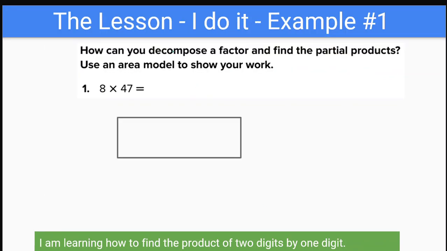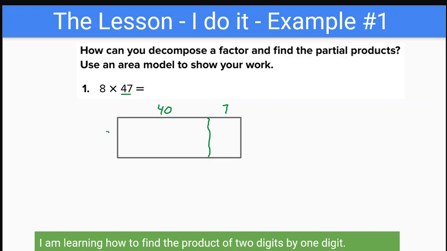It says, how can you decompose a factor and find the partial product? Okay, well, the factor that we're going to decompose, 8 is a factor and 47 is a factor. We could decompose either of them or both of them, but I think this is the harder of the two, so we're going to break that one apart. Now, this right here is an area model. Sometimes they call it an array. We're going to break up this 47, and we're going to break it up into two parts. The bigger part is going to be 40. That's why I gave it the bigger part of the rectangle. And the smaller part is going to be 7, because 40 plus 7 is 47.